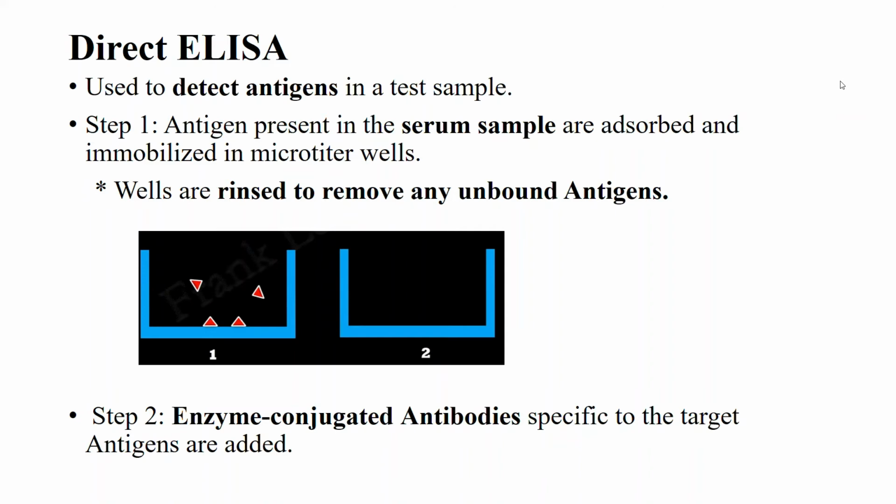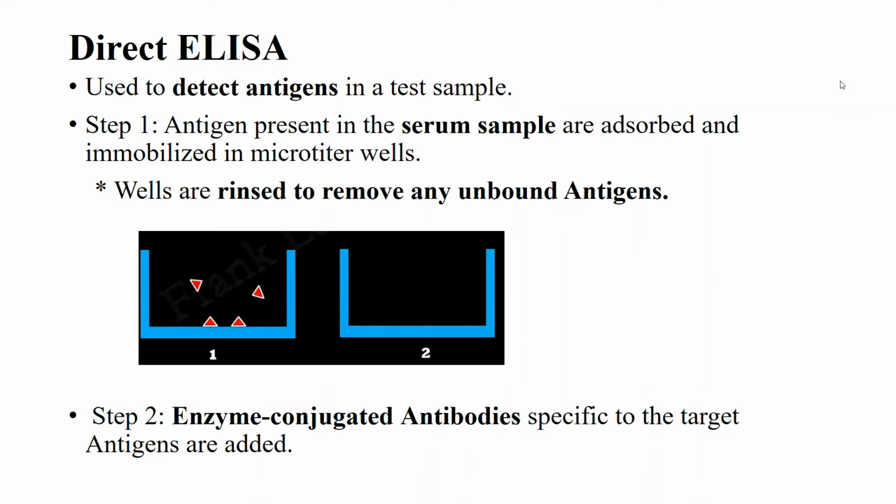Direct ELISA is a technique used for detection of antigen in a serum sample, and the test results can be positive or negative. It completely depends on the presence of a specific antigen in the serum sample. Let us say that we have taken serum samples from two different patients, and we are going to apply these serum samples in two different microtiter wells.